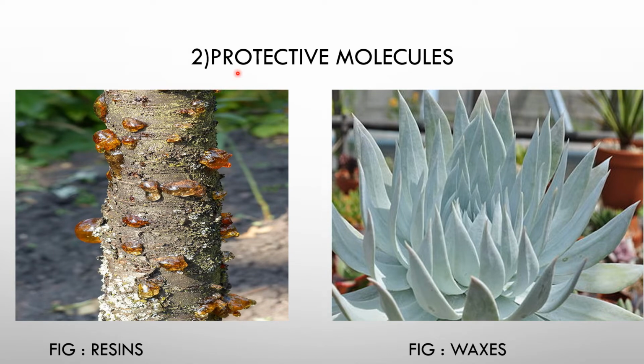The second important adaptation is protective molecules, and these protective molecules can be resins and waxes. These resins and waxes will help in the reduction of the transpiration. As the transpiration reduces, then it is obvious that there will be a reduction in the water loss.